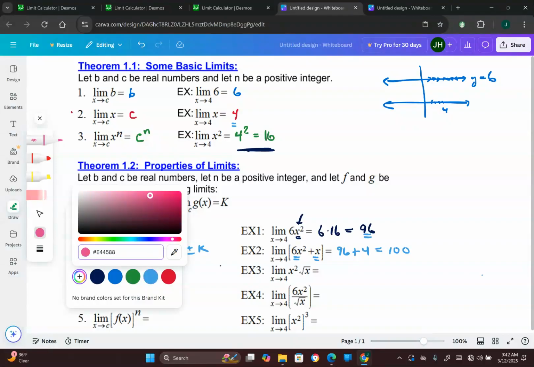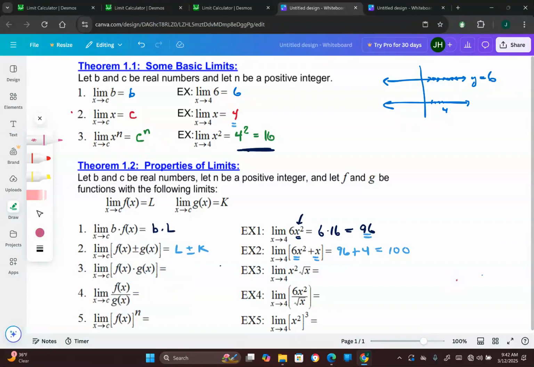So far, so good. What's the limit of f times g? Well, you're right. It would be L times k. So when we're looking at this limit here, if I have two separate functions, I can take the limit of x squared as x approaches 4. We already know from above that was 16.